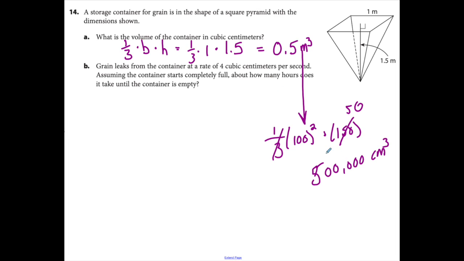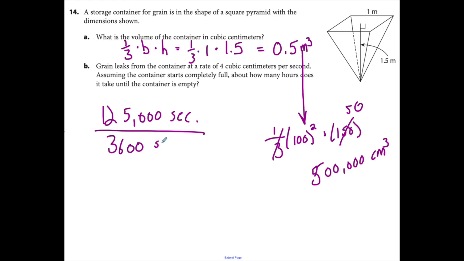So now it's leaking at a rate of 4 cubic centimeters per second. So 500,000 divided by 4, it's going to take 125,000 seconds. We need that converted to hours. There's 3,600 seconds in an hour. Or you could divide it by 60 to get it to minutes, and then divide it by 60.